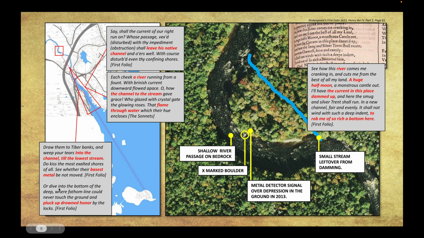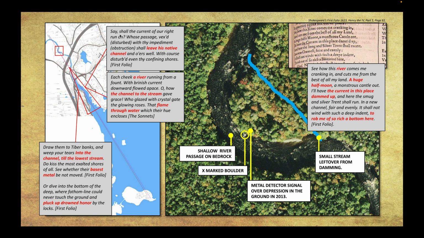Or dive into the bottom of the deep, where fathom line could never touch the ground, and pluck up drowned honor by the locks. A fathom line is something you drop to see the depth of water. We don't know, but up here we also have a place. If something is buried under the ground, under the boulder, then a fathom line could not touch it, of course.